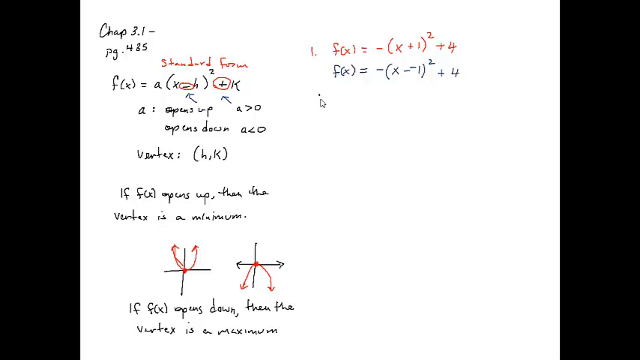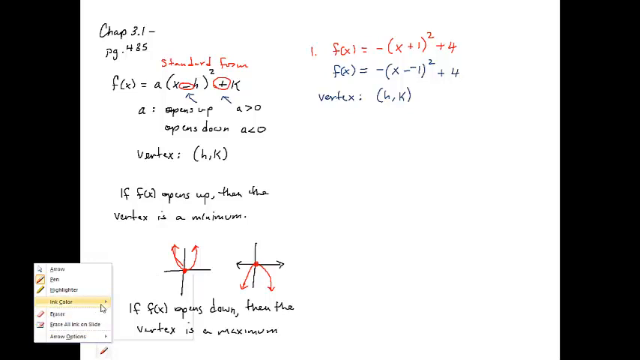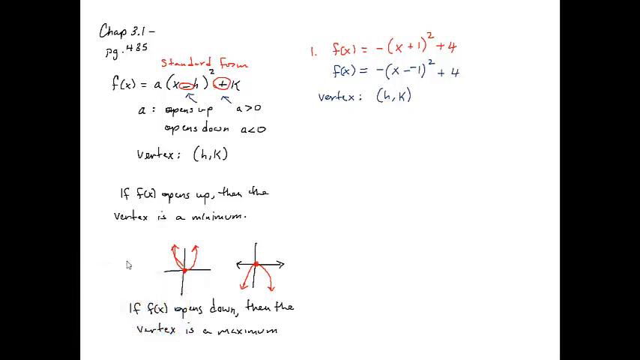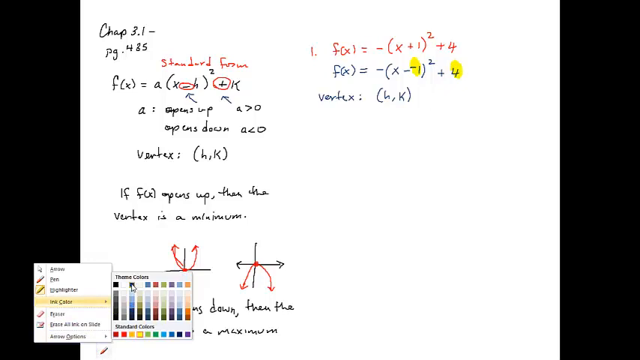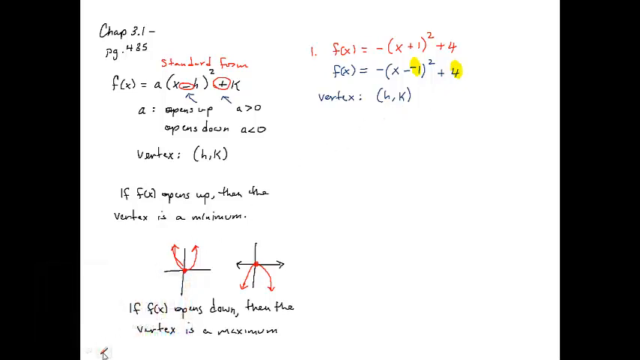Alright, so let's find the vertex first. So the vertex is going to be the point (h, k). So which point is it? Well, negative 1 has to be my h, because remember I'm subtracting h. So it's negative 1, and I'm adding k, so it's 4. So my vertex is at the point (-1, 4). Good.